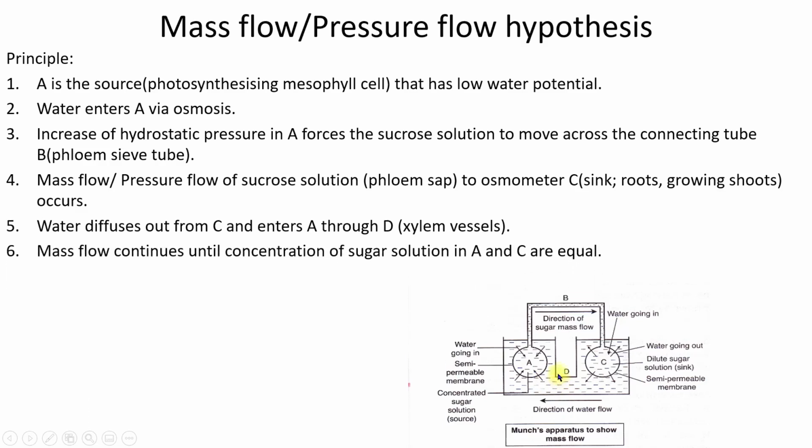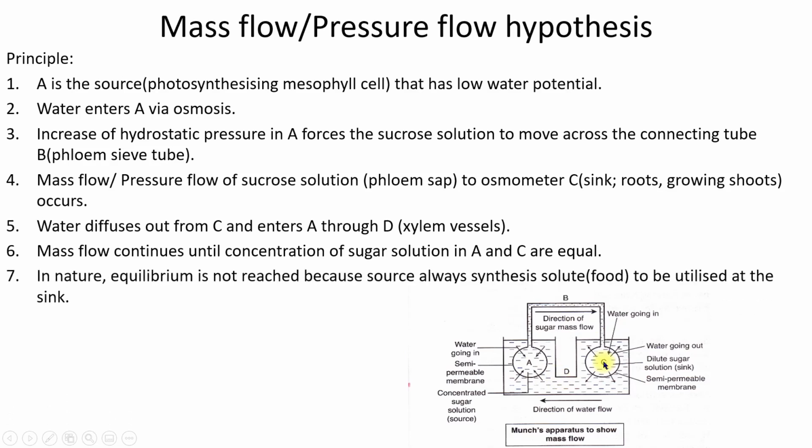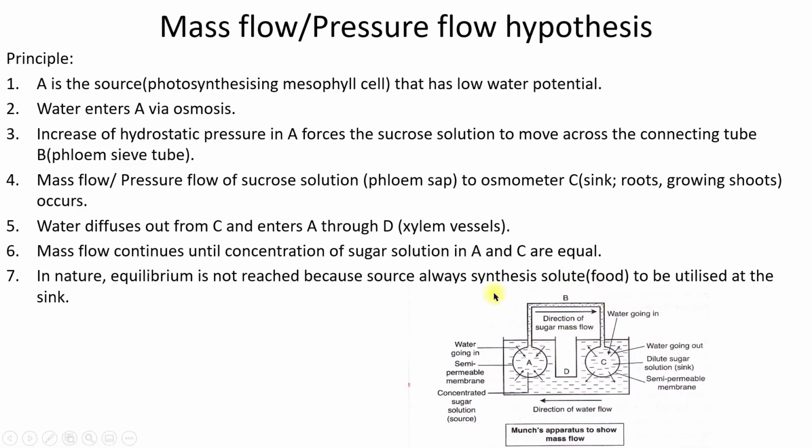So this mass flow continues until the concentration of sugar solution in A and in C are equal. In nature, equilibrium is not reached because the source always synthesizes solutes to be utilized at the sink. So this is the mass flow hypothesis, which was proposed by Ernst Munch. This is about the principle.